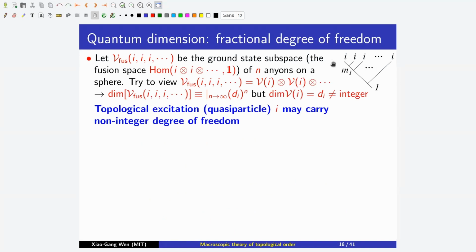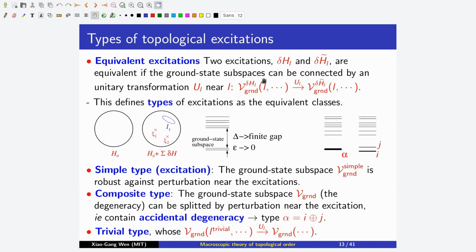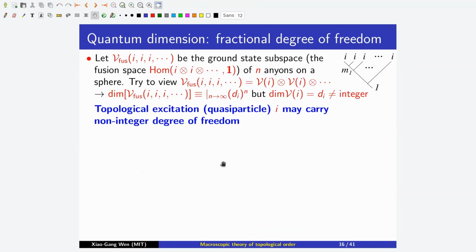We can have n particles. Imagine we have n anyons on the sphere. So we have a lot of anyons on the sphere. Then it has a low energy degenerate subspace, and that's a fusion space. This fusion space is denoted as V_fuse. We have an anyon I, but n of them on the sphere.